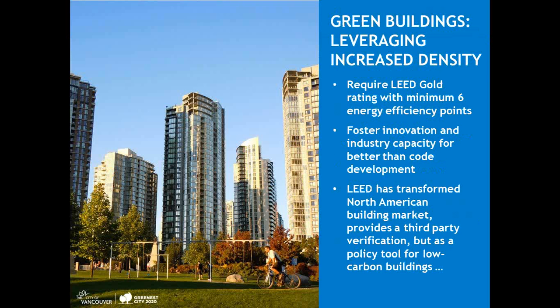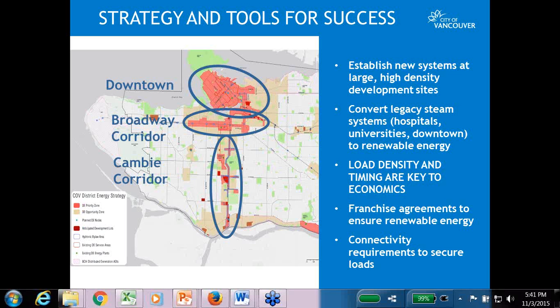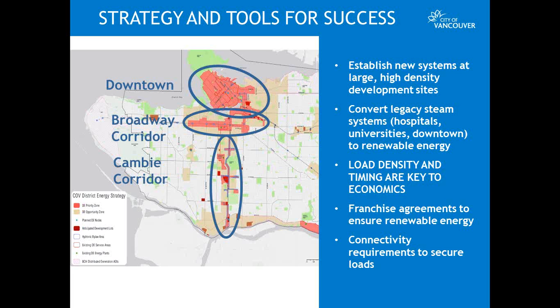So really at a high level, Vancouver's strategy is to establish new district energy systems at very large high density development sites where they come up in the city. A second very important part of it is to convert those legacy steam systems for renewable energy and use both the new systems and the converted systems to serve adjacent developments and expand.